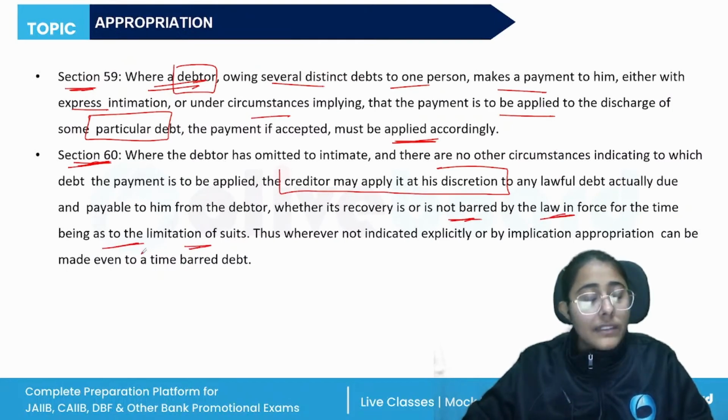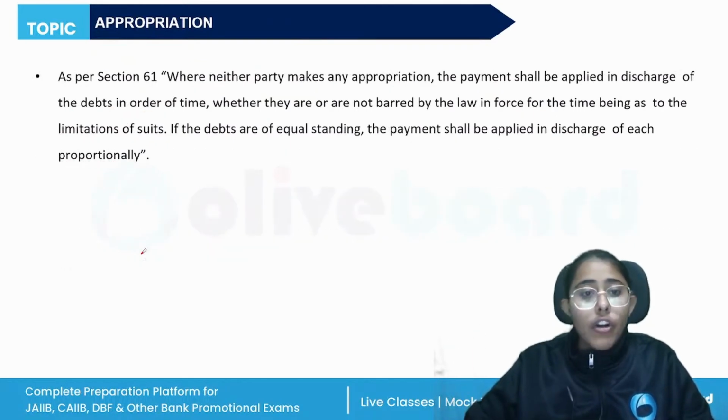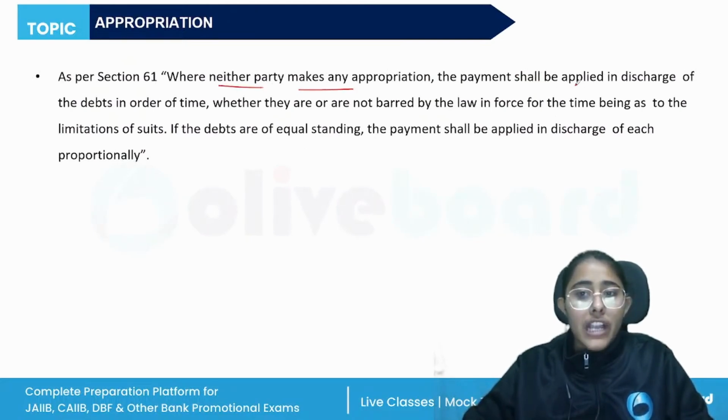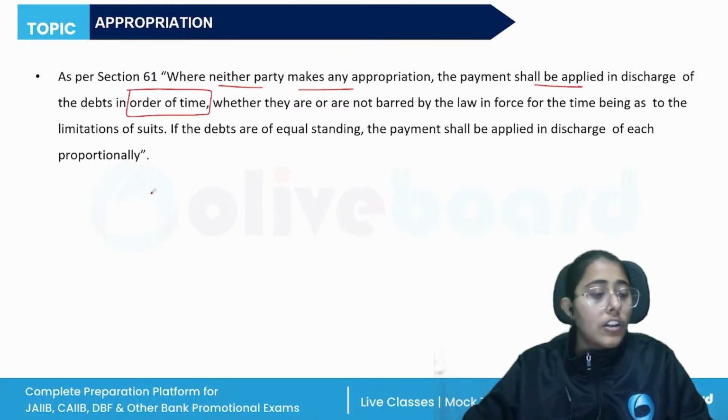So, when the creditor is using their discretion, they will try to pay off a debt that is close to the time bar, right? Or that has a lower rate of interest. Or when a debtor is trying to pay off a debt, they will pay off a debt that has a higher rate of interest, right? Similarly, they will use their discretion. If neither party makes an appropriation, then the payment shall be applied in discharge of the debts in order of time. In the order of time.